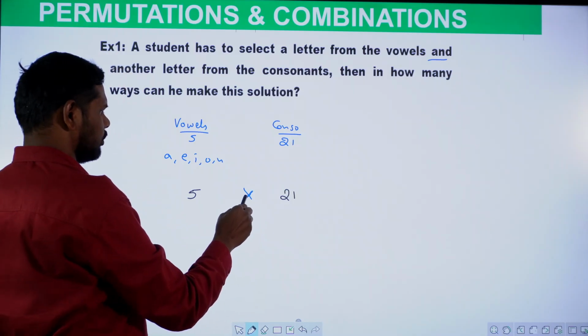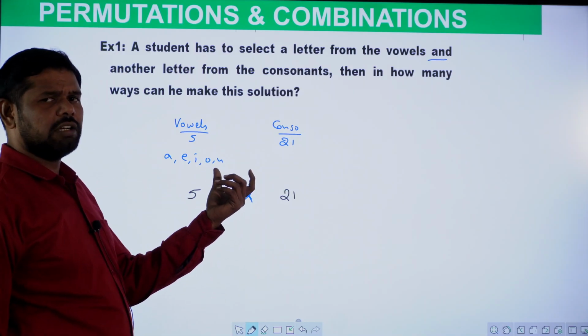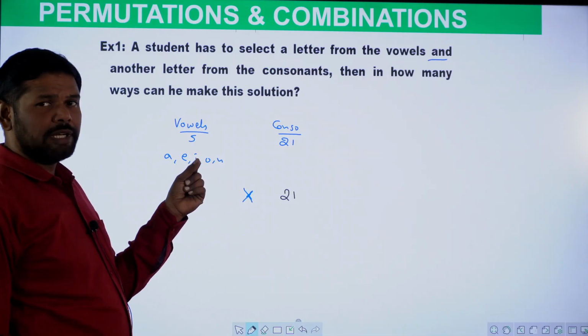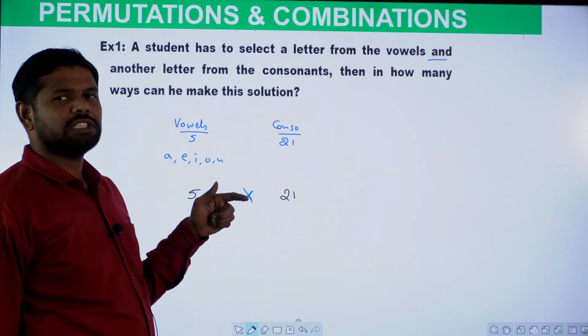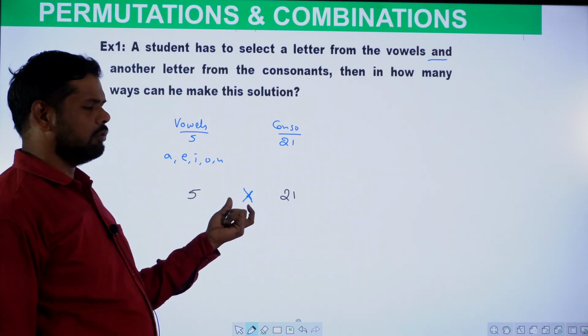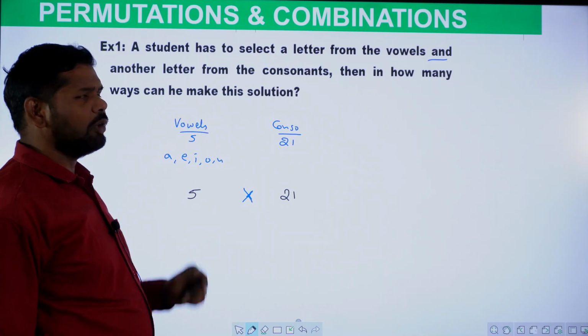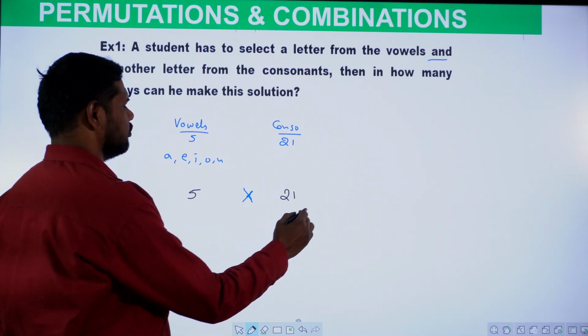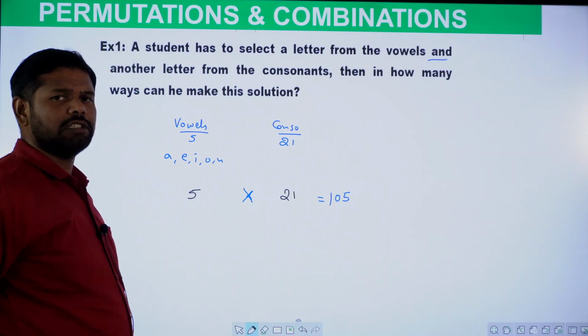That's important. Suppose and means it is a continuation. Continuation means into, or means separate. So either-or. So or means we go for summation, addition. And means we consider multiplication. So the total number of ways we can make the selection is 5 into 21, 105 ways. That's it. Very simple.